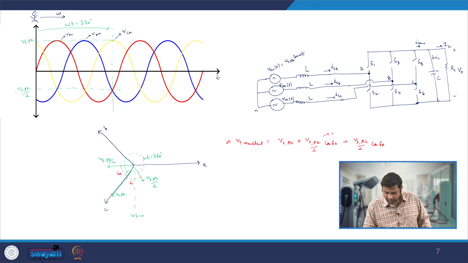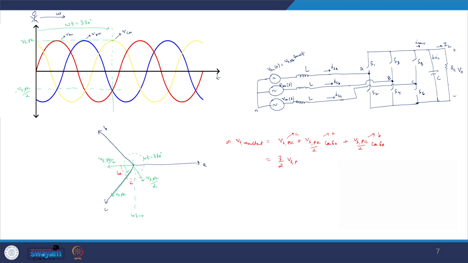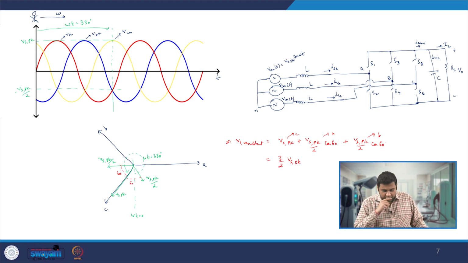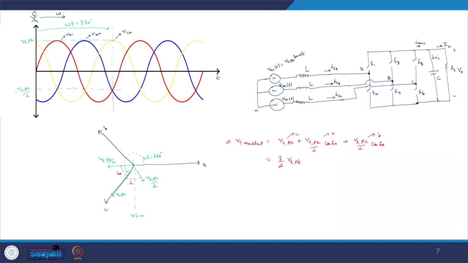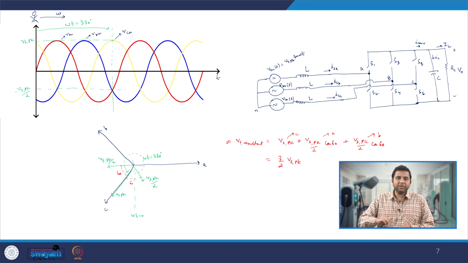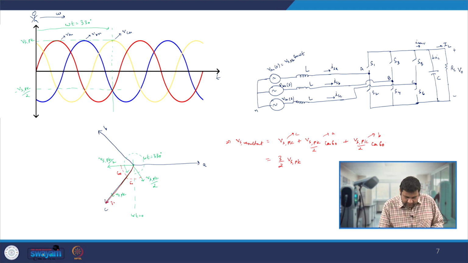This is the contribution from A phase, this is the contribution from B phase, and this is the contribution from C phase, and that is when the total is 3/2 Vs peak. So what we have seen is that when the reference is also changing in space, or moving with the same speed with which the voltages are varying with respect to time, the resultant applied has the same magnitude, and if you see the resultant in this direction, it is 3 Vs peak by 2.